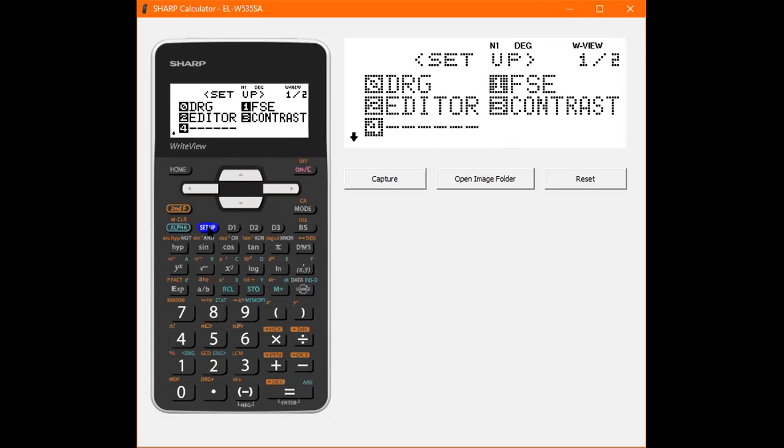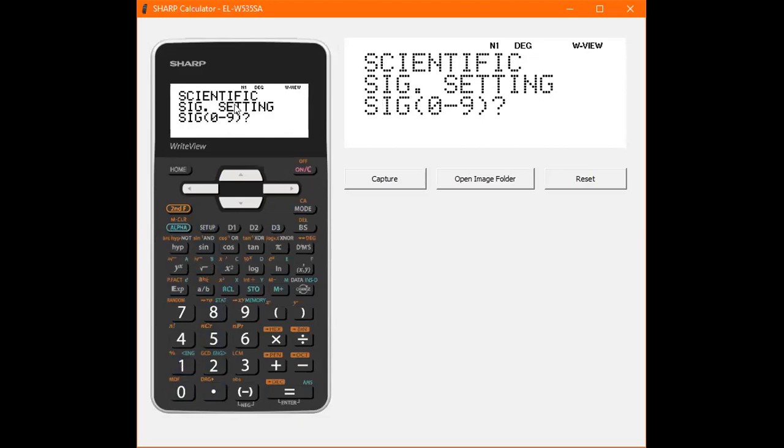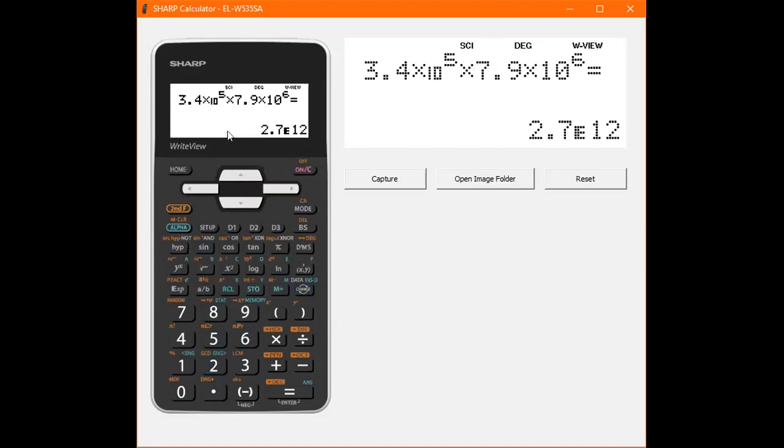Now, something that you need to know is how to set up your scientific notation. So we're just going to press setup, and then 1 for FSE, which stands for Fixed, Scientific and Engineering. And we're going to choose 1 for scientific notation. And then, of course, because in our calculation we've only got 2 significant figures, we're just going to put 2 in, and you can see that it rounds it off automatically for you.